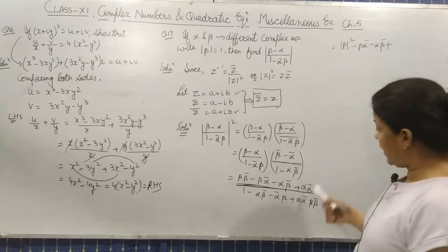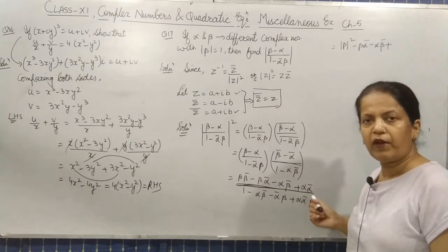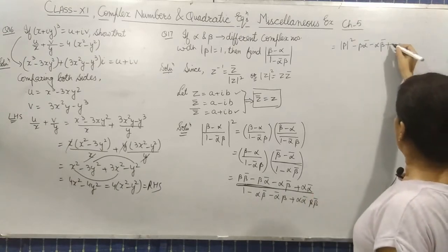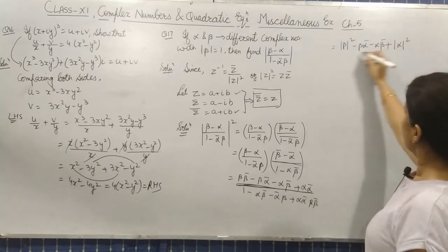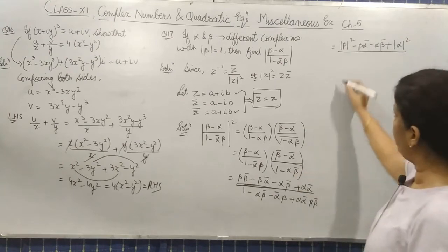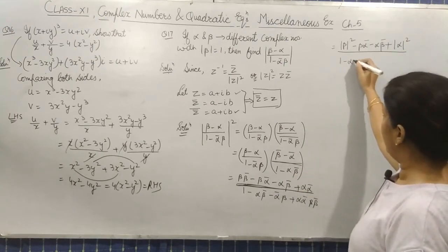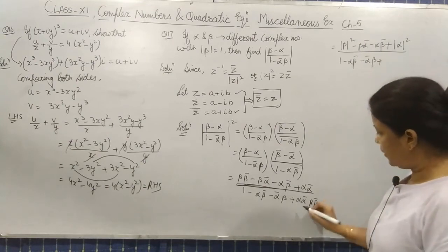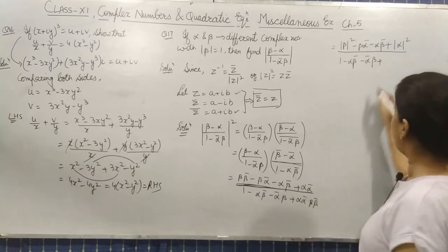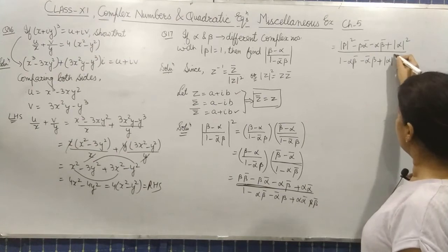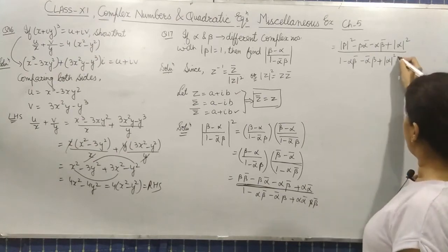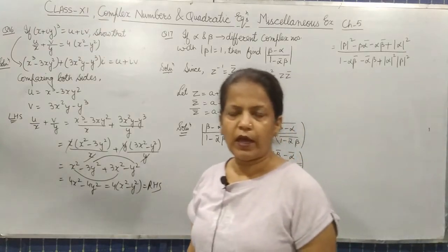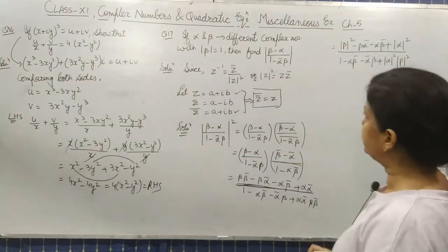Now, the same concept you will use here. Alpha into alpha bar is a complex number times its conjugate, so it will be mod alpha square. And the denominator, let's see if we can solve it. Same thing: alpha into alpha bar will be mod alpha square and beta into beta bar is mod beta square. Up to here, I think it's clear to all of you.